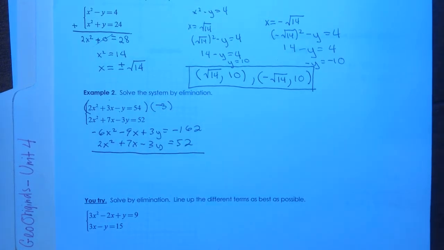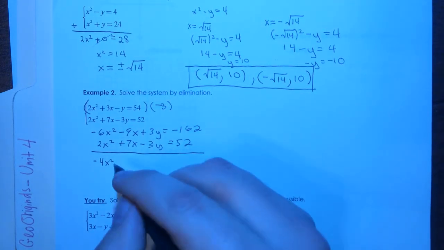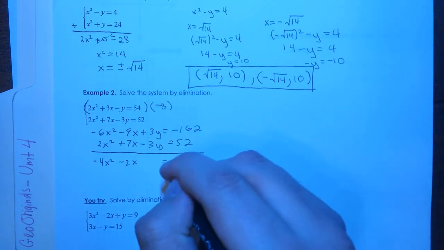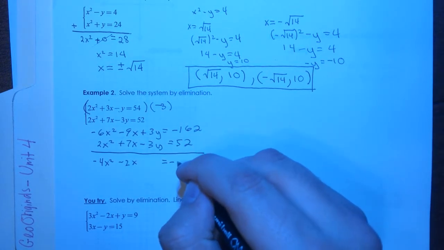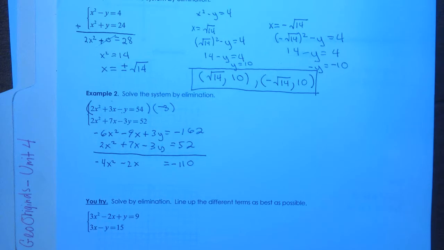And again, I'm going to add these two together. What I will get is negative 4x squared minus 2x, 0 again is what I get here, is equal to negative 110. Alright? So now I have an equation, a quadratic equation, in a single variable.